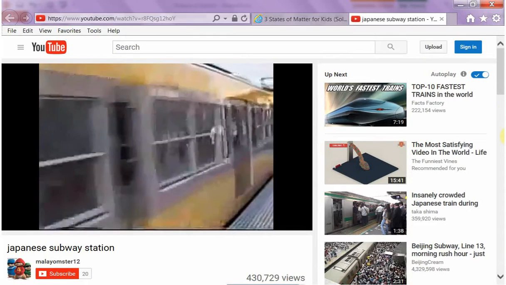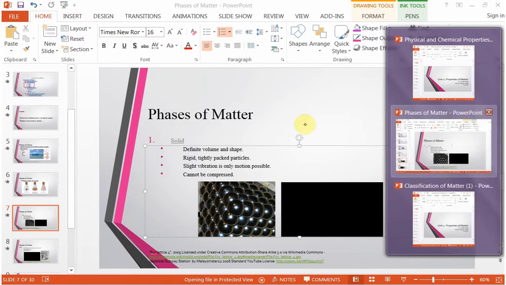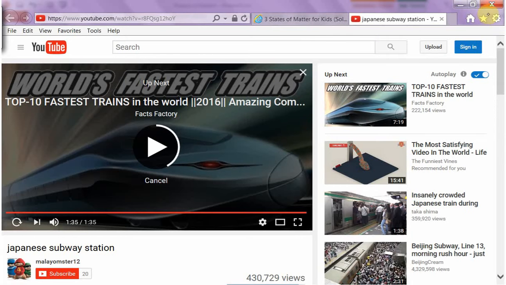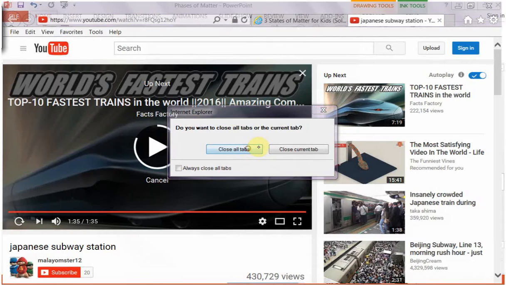But in general, it's kind of hard to see those sometimes, okay? Yeah, close tabs, go away.